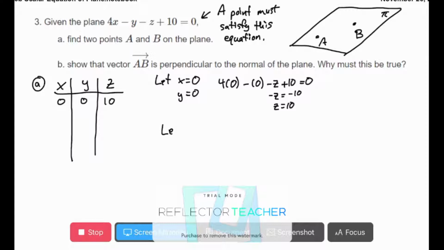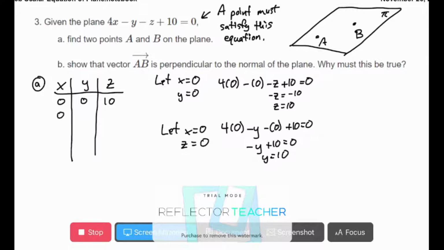Next, I can let x equal 0 and z equal 0. So write my equation. 4 times x is 0, minus y is what we're finding, minus z is 0, plus 10 equals 0. I'm going to get negative y plus 10 equals 0, or y equals 10. So the point 0, 10, 0 is another point that lies on my plane.